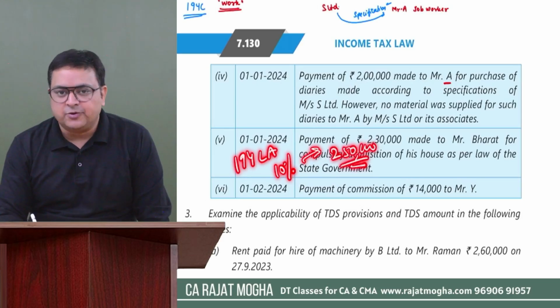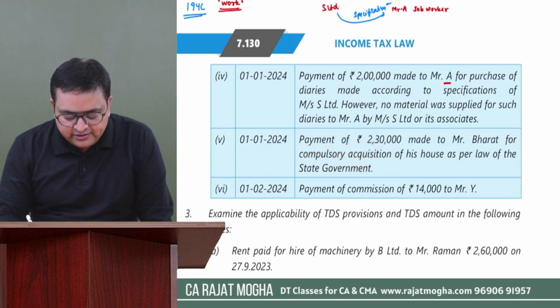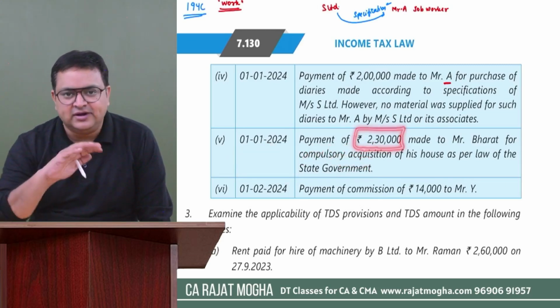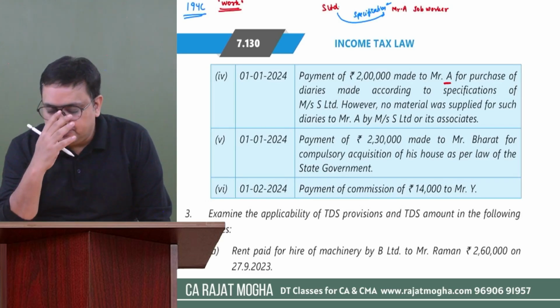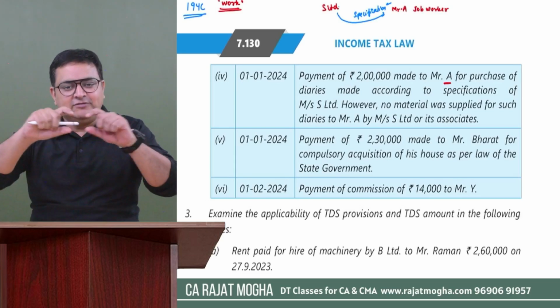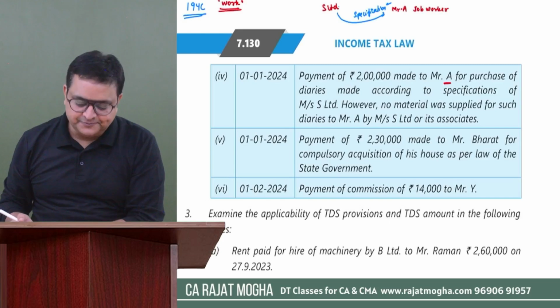And this applies if we are compulsorily acquiring an immovable property. So here the amount is 2,30,000. It is not exceeding the threshold limit of 2.5 lakh. So no TDS will be applicable here as well. So first you have to give the provision and then you have to write your answer.